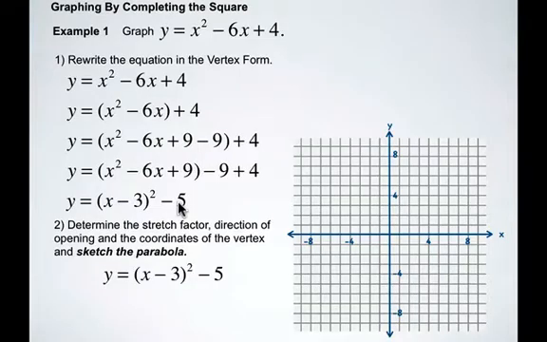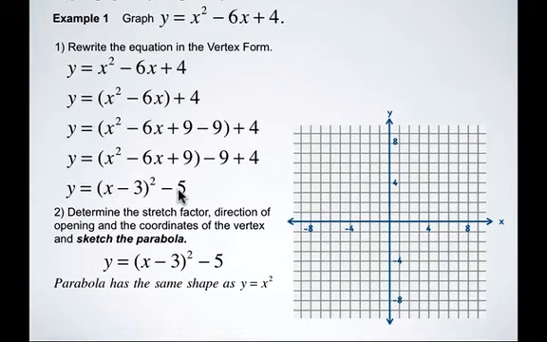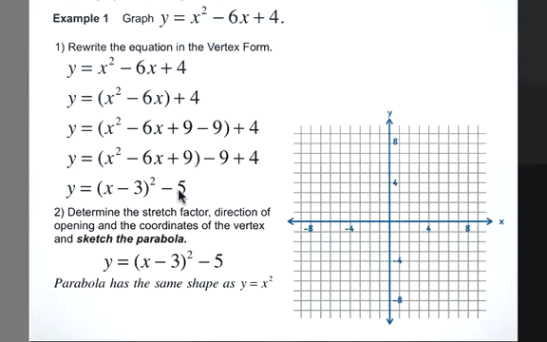When y equals (x minus 3) squared minus 5, the parabola has the same shape as y equals x squared. It has the same shape because this parabola does not have a stretch factor and it opens upwards. The vertex is at (3, negative 5).